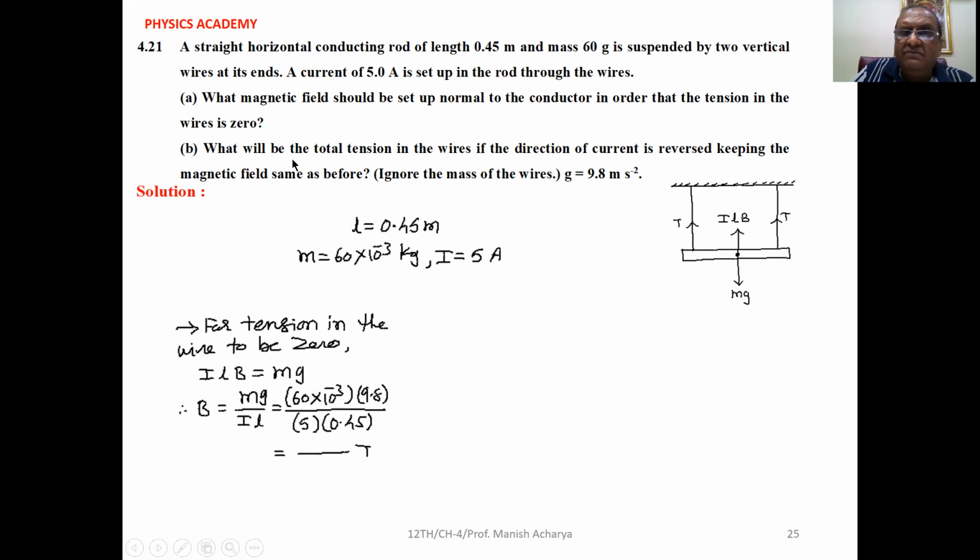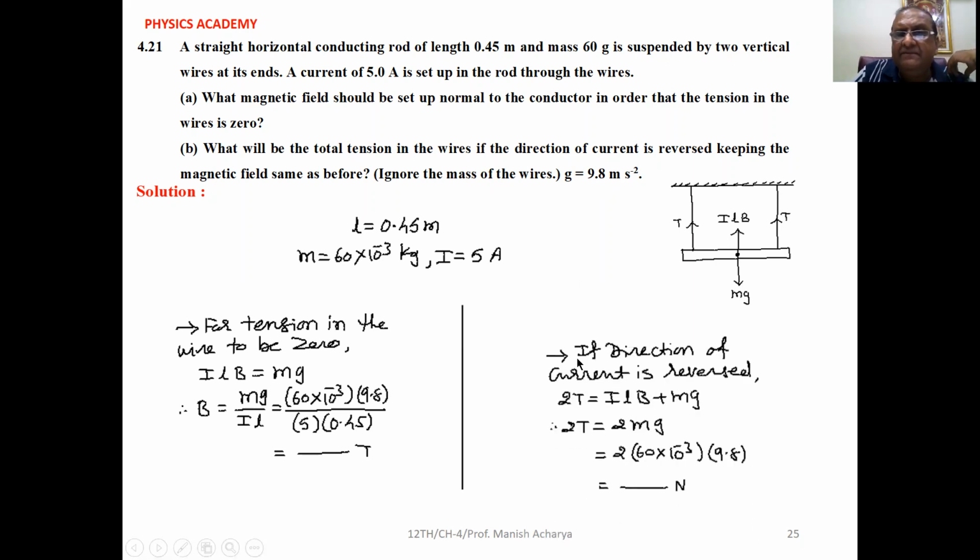Now see the question B. In that it is given to you the direction of current is reversed. Now, if the direction of current is reversed, then definitely the force ILB will also be reversed. So, in the second case, we can say the force ILB and mg both will be in the same direction, downward. So, tension in the wire, say that is T.